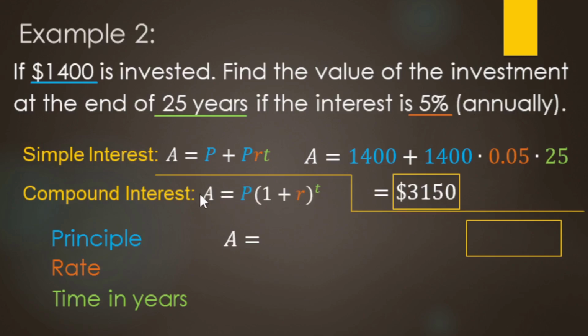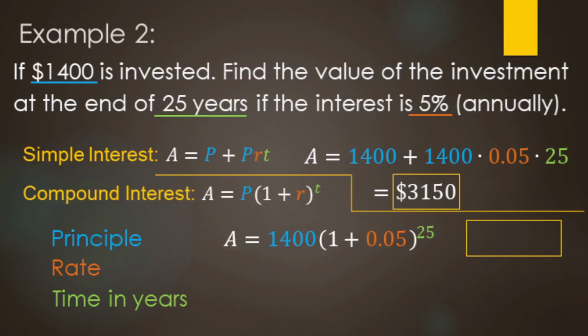So again, A, that's the amount that you have after the number of years is up. P goes with principal. Your start amount is 1,400, so replace the P with 1,400. Now we have the 1 plus the rate in parentheses, right? The R, that's your rate, so that's still going to be 0.05 for 5%. And then the exponent, that's the number of years. In this case, it's going to be 25 for your exponent there.